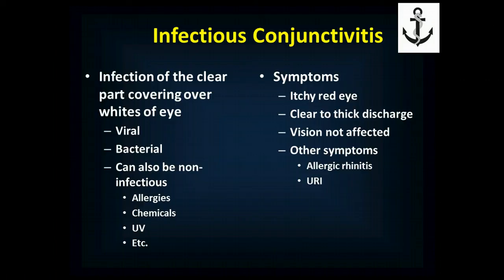Typically, the patients will have an itchy red eye or eyes. There's a clear discharge. If it's viral, it can be a thick, almost pus-like discharge. If it's bacterial, the vision is typically not affected, other than some blurriness because of the discharge, but it's the conjunctiva, not the cornea or the iris, the pupil that's affected. And they may have other symptoms. If they have upper respiratory tract infection symptoms, a cold, then you think viral. If they have an allergic runny nose and they're sneezing and they have seasonal allergies, then you think of an allergic cause for their conjunctivitis.